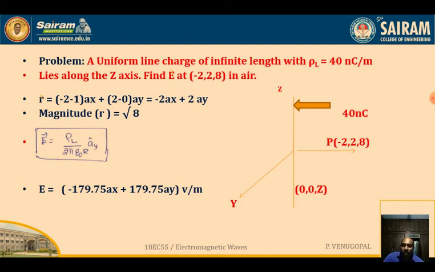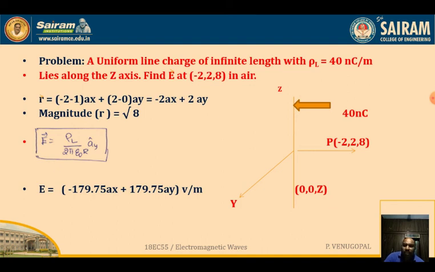Now find the direction of the vector R, which is equal to (minus 2 minus 0) Ax plus (2 minus 0) Ay, that is minus 2Ax plus 2Ay. The Z component is eliminated, since the line lies along the Z axis, so the Az component is cancelled. The magnitude of R is root 8. The unit vector in the direction of R is minus 2Ax plus 2Ay divided by root 8.